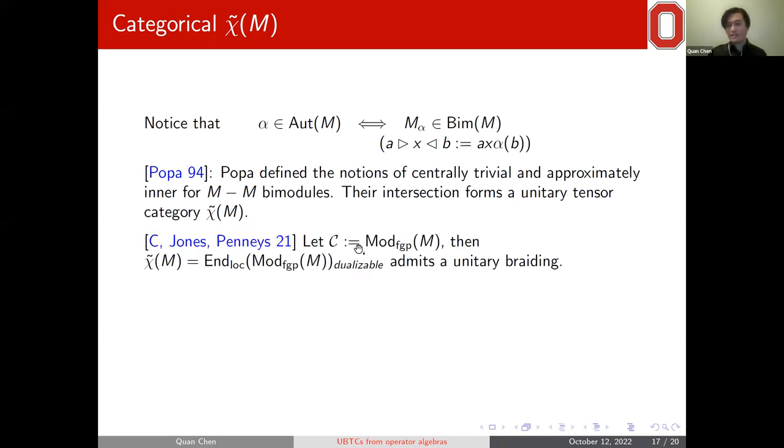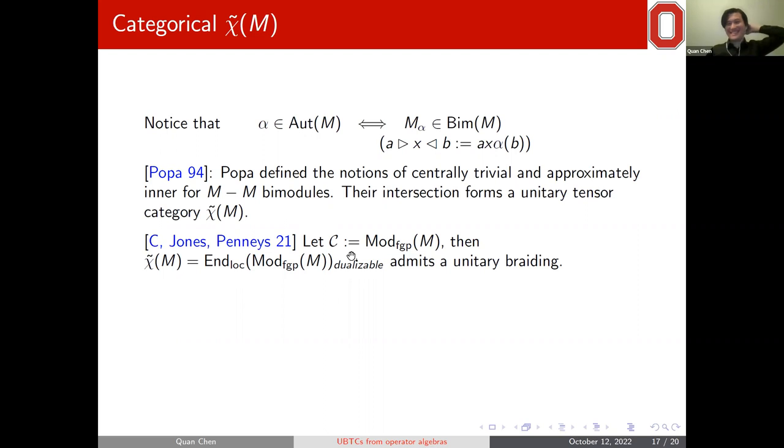And our construction is just saying that if you take your W-star category being the finitely generated projective modules of M, then the chi tilde of M is the n-log of this category, and also taking the dualizable part. And then we show that this category is not just a unitary tensor category, but also a unitary braided tensor category. All right. I mean, it's natural that operator algebraists don't care about the braiding. Now it's pretty natural.